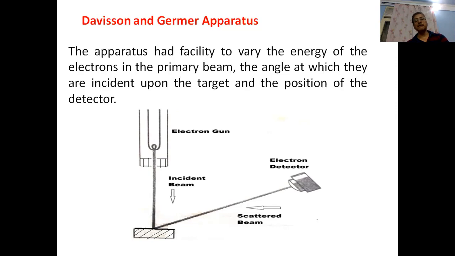This apparatus had the facility to vary the energy of the electrons in the primary beam, of course, by changing the potential difference, the angle at which they are incident upon the target, and the position of the detector.